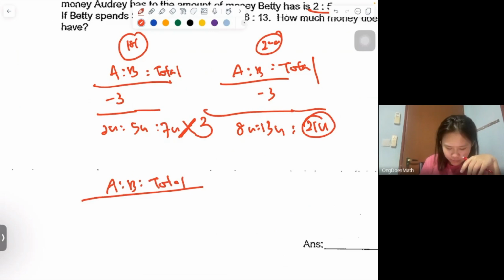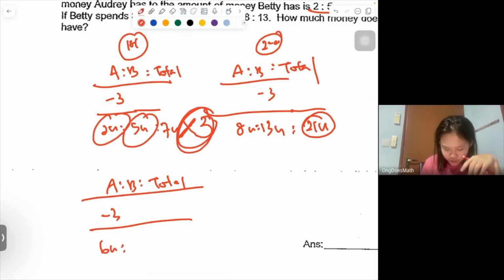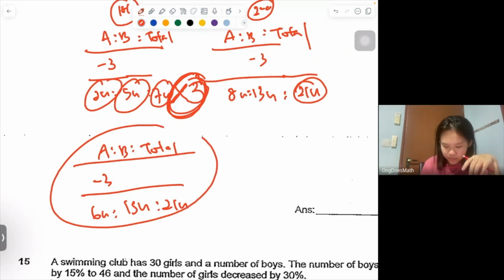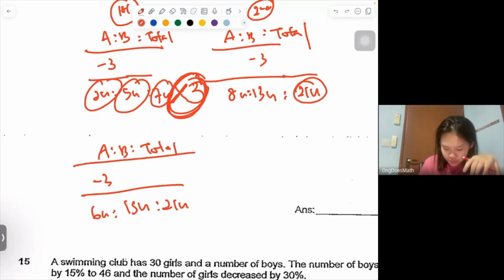If Audrey were to spend $3, you will end up with a ratio of 2 times 3, 6 units, 5 times 3, 15 units, 7 times 3, 21 units. You will end up with a ratio like this. The second scenario will keep, there will be no changes.